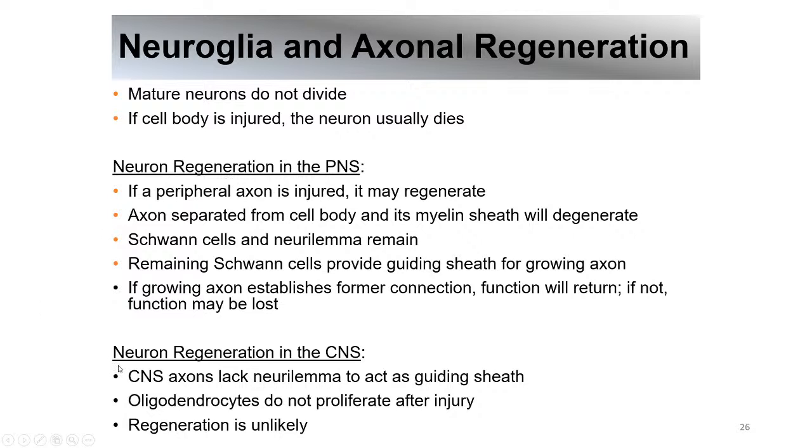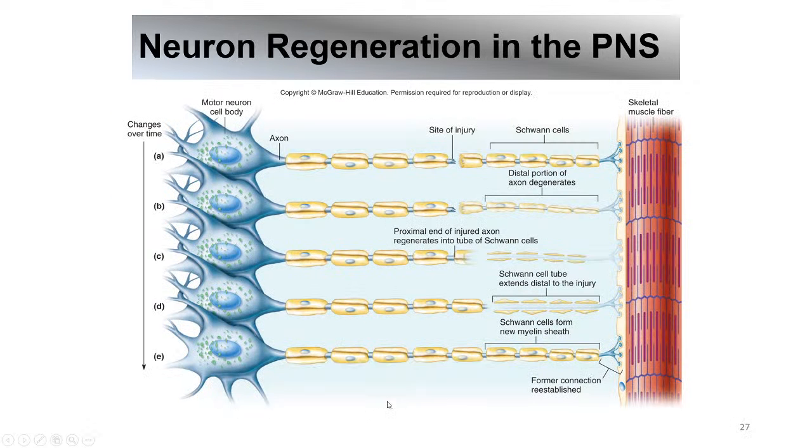In the central nervous system, these axons lack a neurolemma. That is, they lack Schwann cells. There's nothing there to act as a guiding sheath, so the oligodendrocytes do not proliferate after injury, and then regeneration is unlikely. So what we're looking at here is in the peripheral nervous system. This is not likely to happen in the central nervous system.